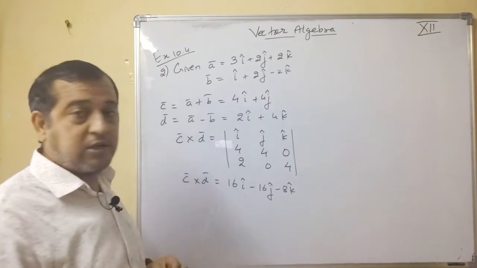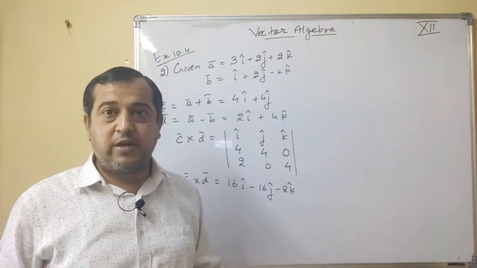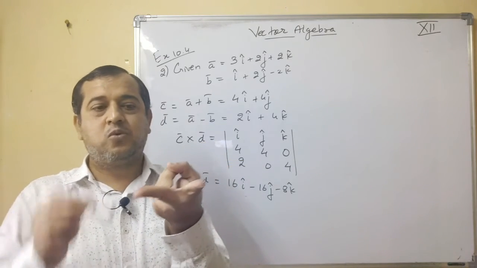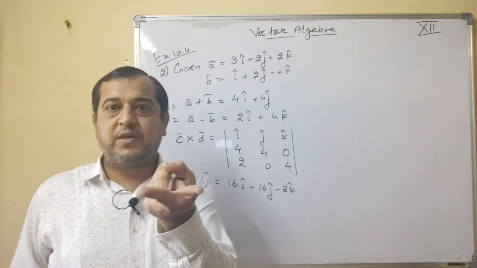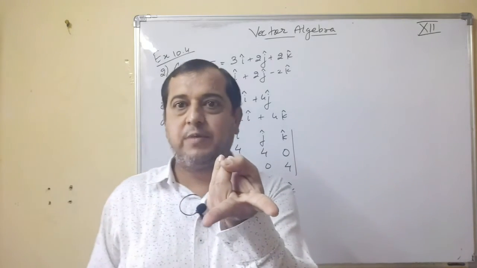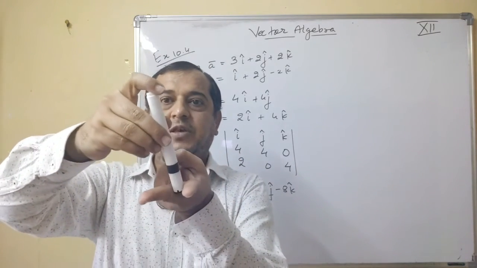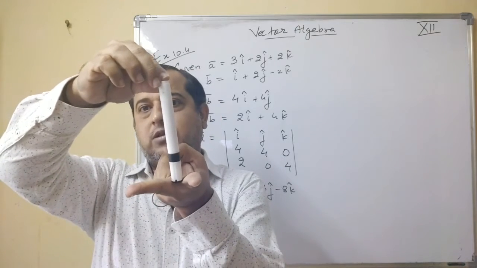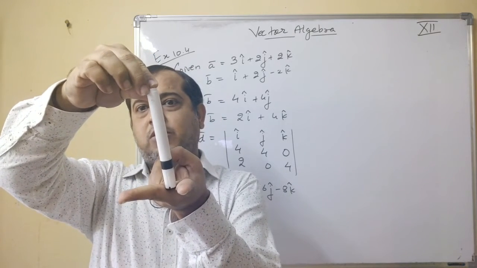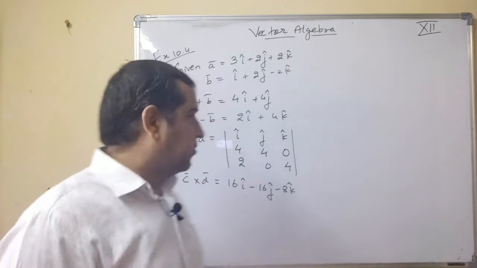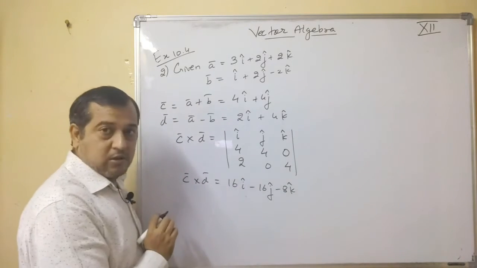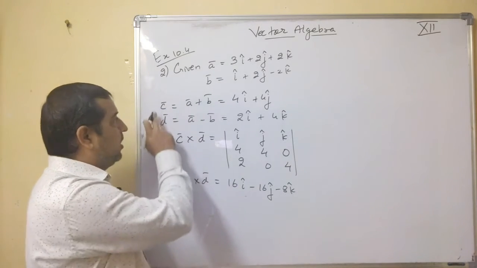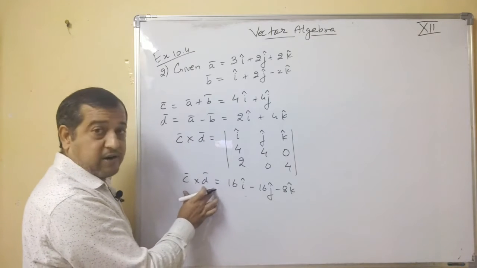Now this C cross D is perpendicular to both C as well as D. If I say these two fingers are representing C and D, then this will be C cross D. So in short, this vector is perpendicular to C as well as D. So we have to find the unit vector in this direction.